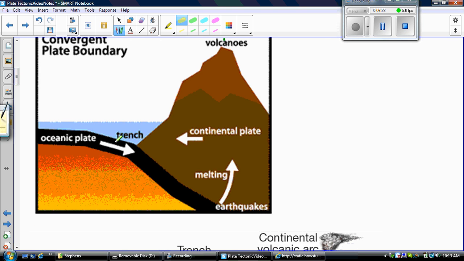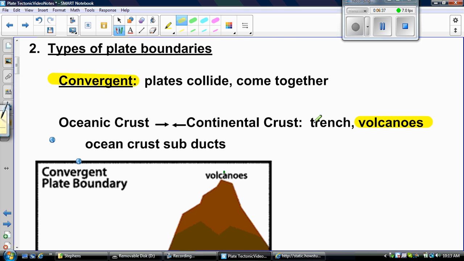Now, the area where the oceanic plate is going underneath the continental plate creates a depression called a trench. So that's why trenches also form when you have oceanic crust colliding with the continental crust. So two things happen on the Earth's surface. Volcanoes form, and then in the ocean a trench forms.